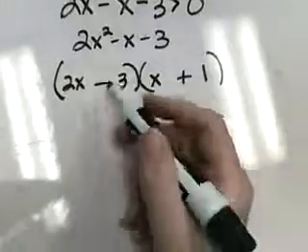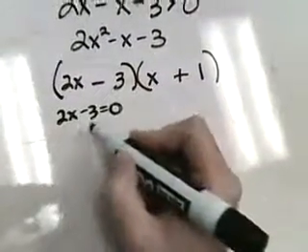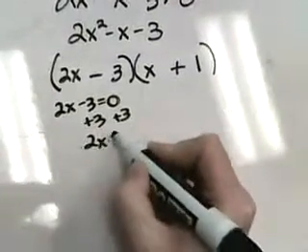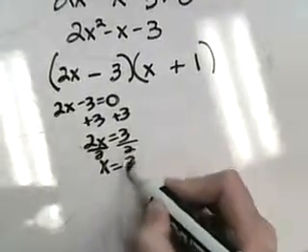So now my solutions, remember this one's a little bit more difficult. Let's set it equal to 0. That would be add the 3, 2x equals 3, divide by 2, x equals 3 halves.